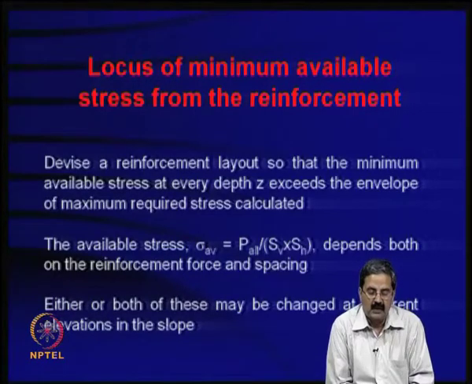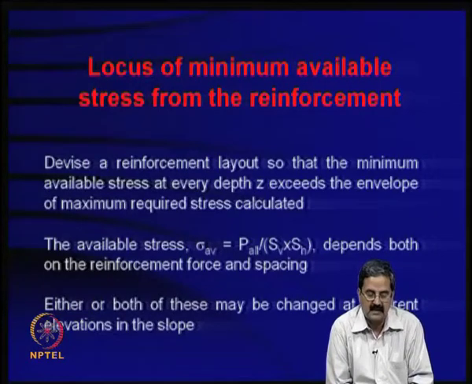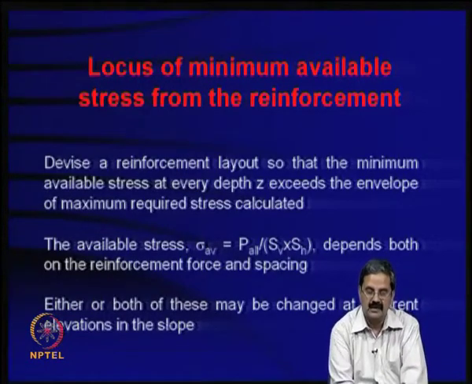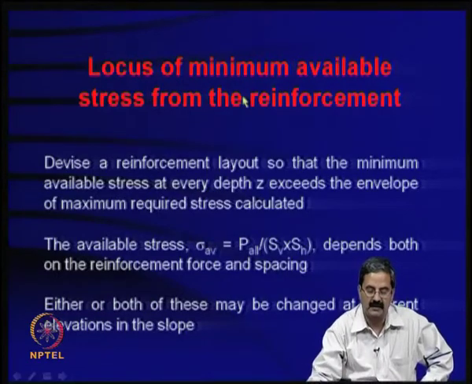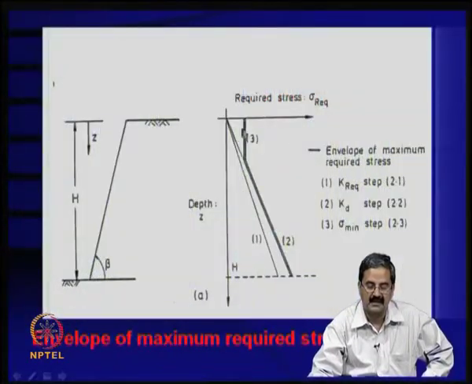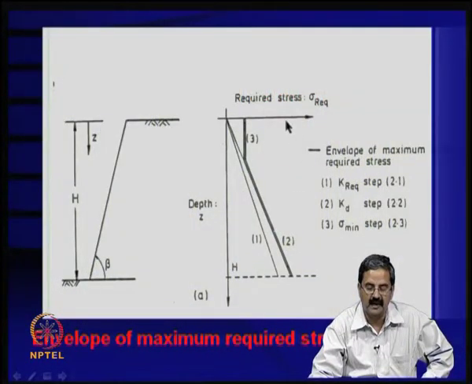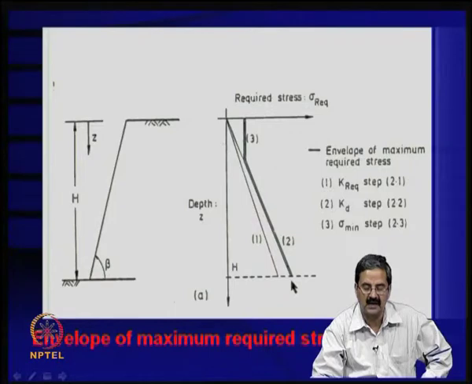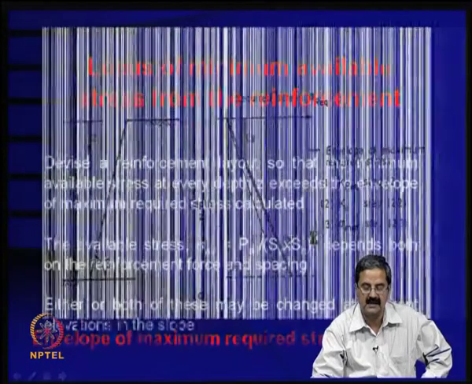We normally try to come out with the locus of minimum available stress from the reinforcement. We try to devise a reinforcement layout so that the minimum available stress at every depth exceeds the envelope of maximum required stress. What we did in the previous case was this required stress, and you come out with a reinforcement diagram like this, where the stress in the reinforcement is always more than the required stress. That way you ensure that it is stable at all levels. We will see that anyhow.